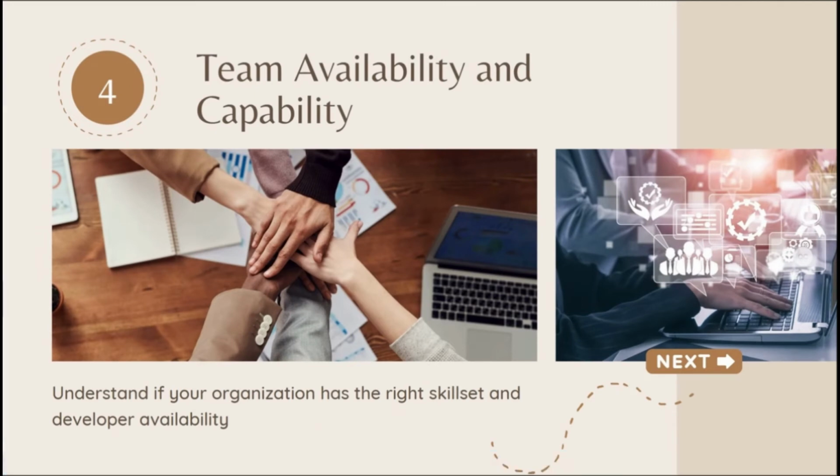Team availability and capability. From a bird's eye view, understand the scope of the work. Before beginning the work, determine if you have the right skill set and number of team members to support the project. Developer skill set is very essential as it directly impacts the quality of the code and eventually the delivery of the entire project.